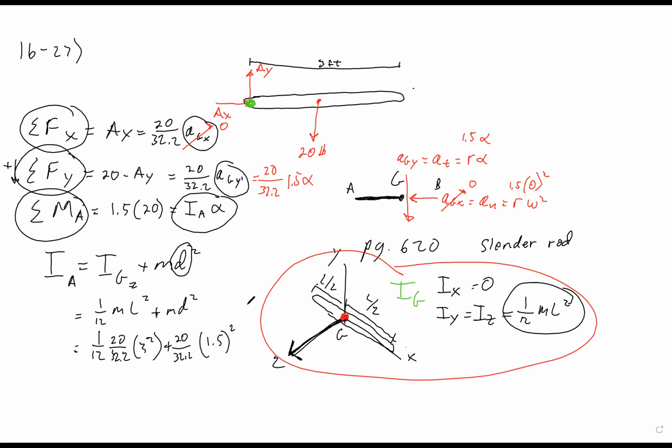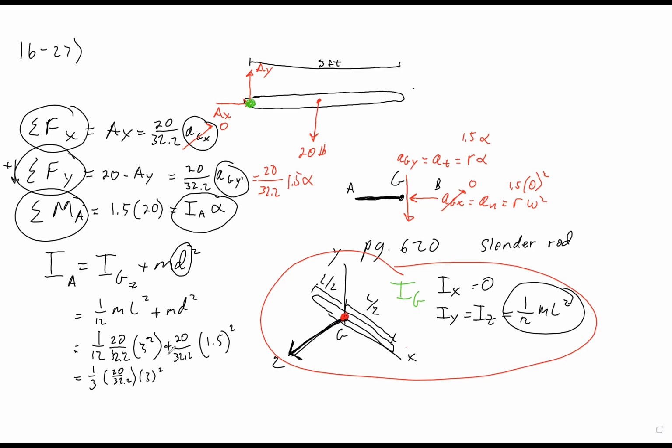What that ends up doing is adding those two terms to equal basically 1/3 times 20 over 32.2 times 3 squared. I know this might be a weird way for me to write this, but check it out. Now we have a value for the rotational inertia about point A.